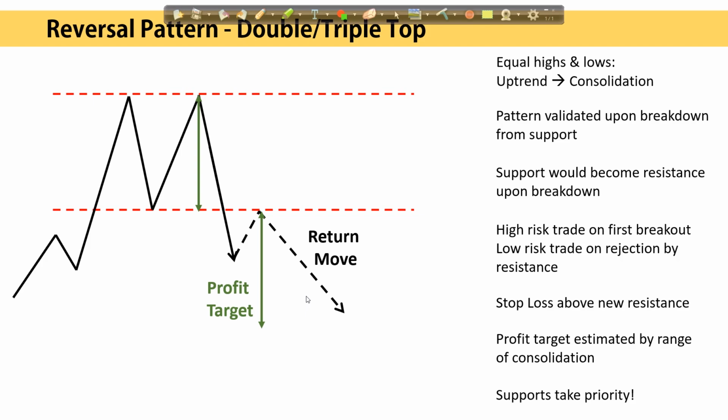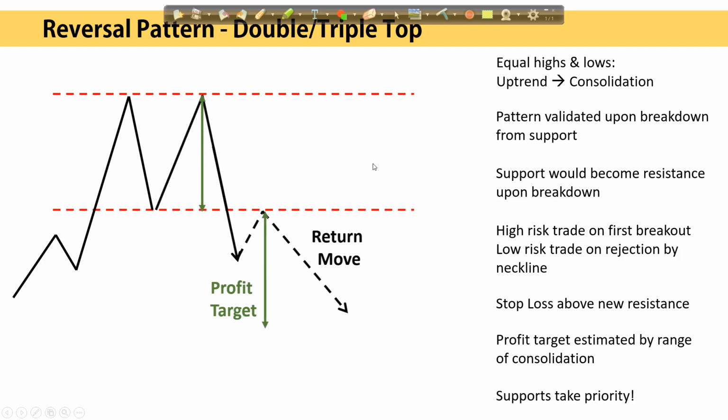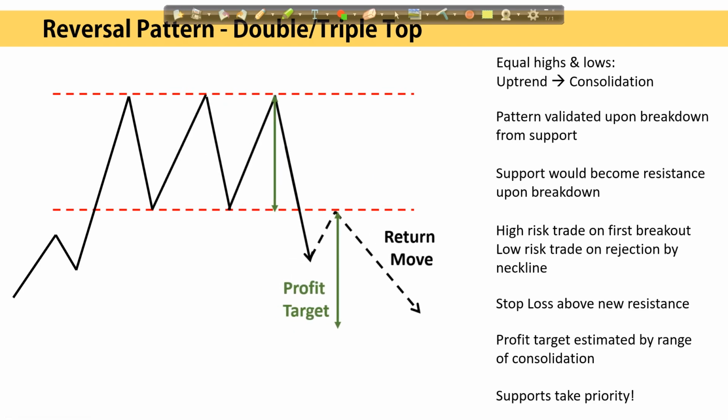Now this is the double top. For the triple top, prices just bounce within the consolidation range one more time. And every other characteristic of the double top pattern stays the same for the triple top pattern. Overall, take note that it is a reversal from a general uptrend to now a general downtrend.